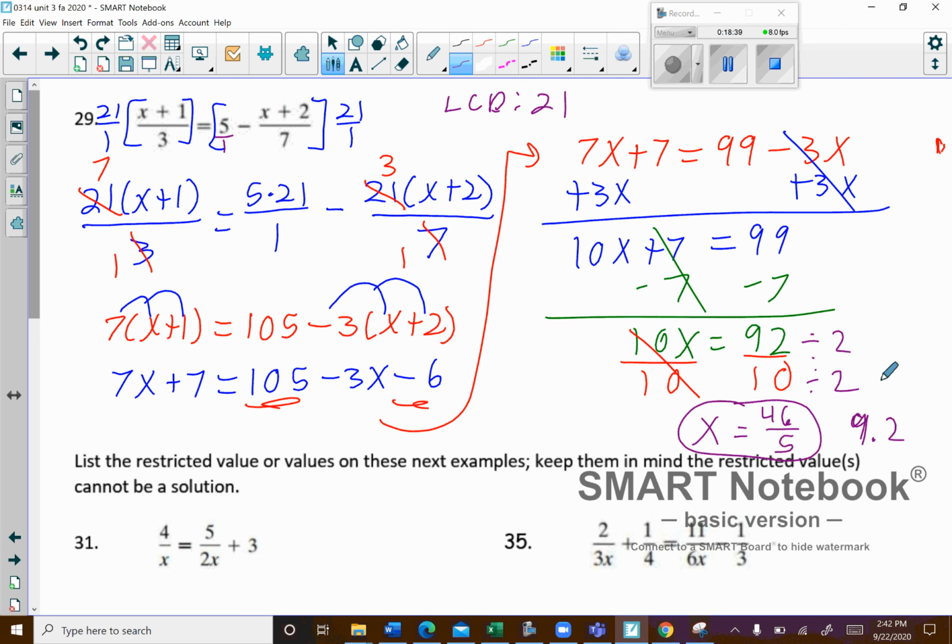So I'll go ahead and stop here for part 1. Part 2, that's where we're going to start seeing restricted values play a role. So we didn't see that here because none of the denominators had a variable, but you'll see in the next video that we'll have some variables down there, so we have to take that into account when we get our answers.